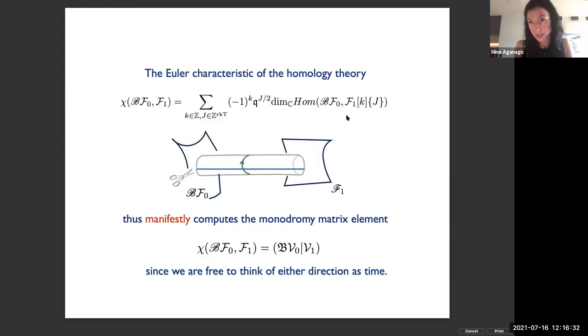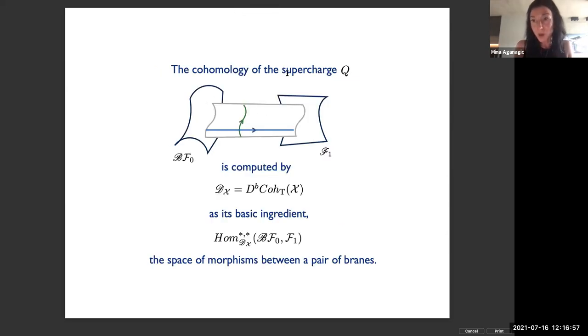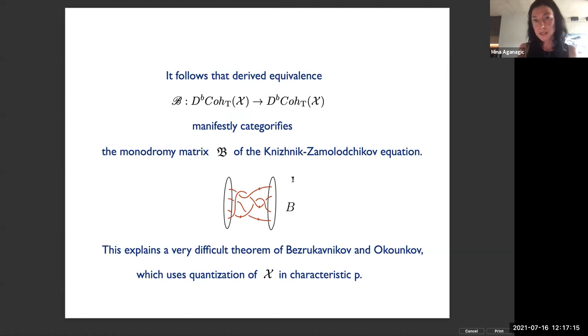So the Euler characteristic of the homology theory, which you get by thinking about the computation as the annulus with the time running around the circle, manifestly categorifies the monodromy matrix, since we are free to think of either direction as time. And if you cut the annulus along its length to open it up, you discover the cohomology of the supercharge Q, which is computed by the derived category as its most basic ingredient, the space of morphisms between a pair of branes. So it follows that the derived equivalences manifestly categorify monodromy of the KZ equation.